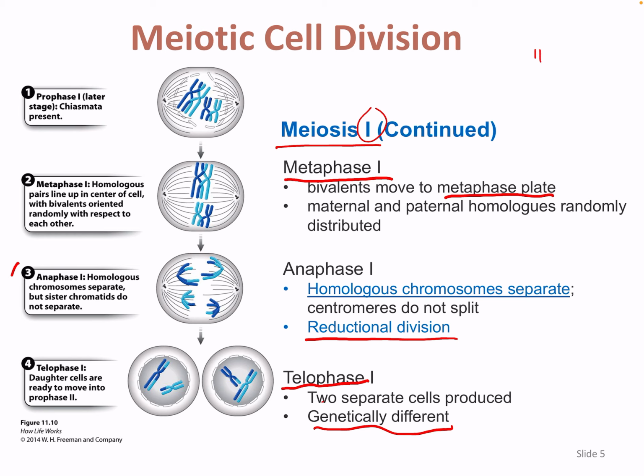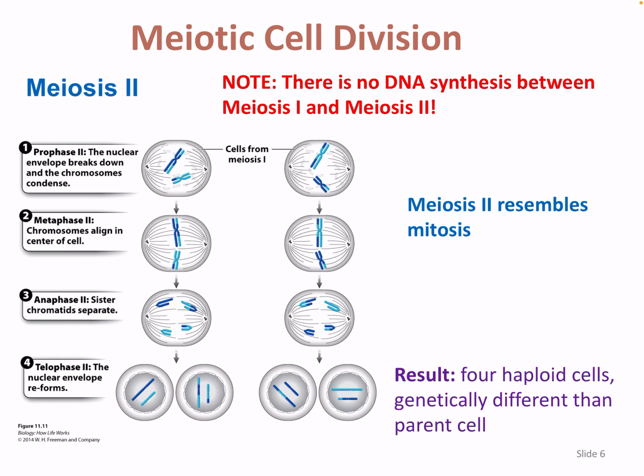Again, in prophase 1, in a later stage, the chiasmata is present. So here you have our crossing over. In metaphase 1, homologous pairs line up at the center of the cell, with bivalents oriented randomly with respect to each other. Then in anaphase 1, homologous chromosomes separate, but sister chromatids do not separate. In telophase 1, the daughter cells are ready to move into prophase 2, which is the start of meiosis 2. Note, there is no DNA synthesis between meiosis 1 and meiosis 2. So there's no new DNA made. This is still coming from those cells we had earlier.